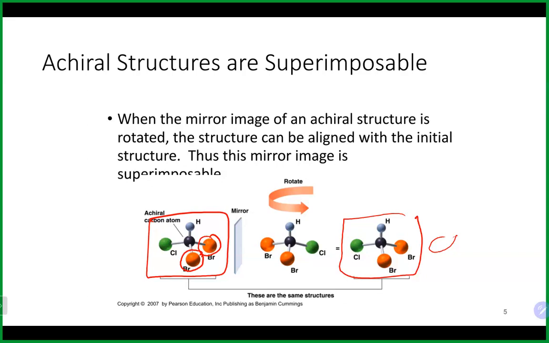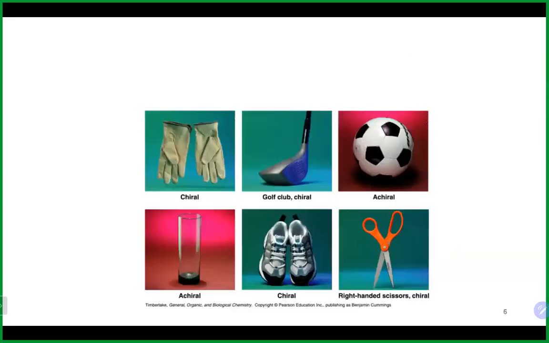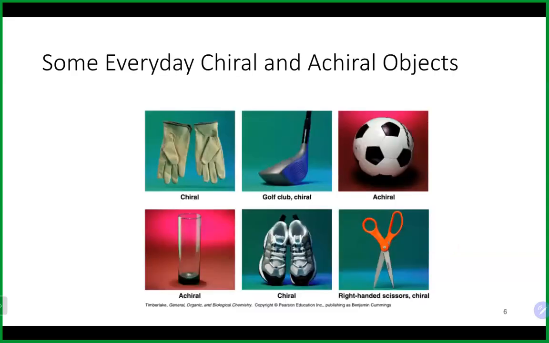So chiral molecule mirror images are non-superimposable. Achiral molecules, the mirror images are superimposable with some rotation. You could get it to fit perfectly on top of each other. Any questions on that there? So here are some everyday chiral and achiral things. We have gloves, which are chiral, golf clubs. We have a soccer ball. Right-handed scissors, I suppose, is chiral.